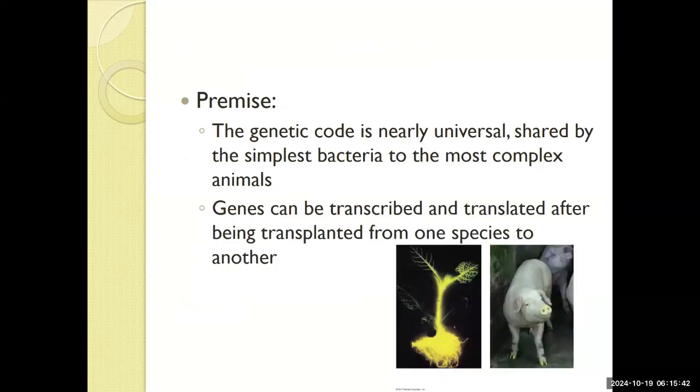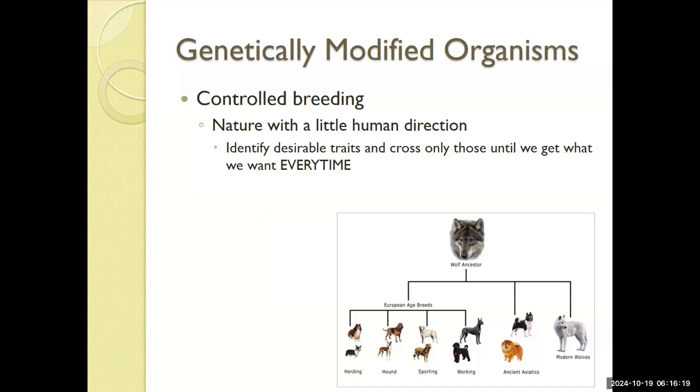All of this is possible because the genetic code is nearly universal. It is shared by the simplest bacteria to the most complex animals. And so A, T, Cs, and Gs, that order of a particular gene can be moved and transcribed and translated in any species, so long as the instruction is there. Here we see bioluminescence from a cyanobacteria transplanted to a plant and a pig, showing just how universal this instruction is.